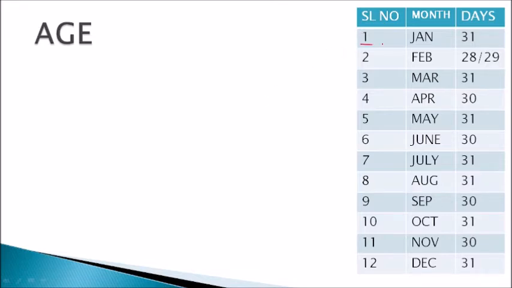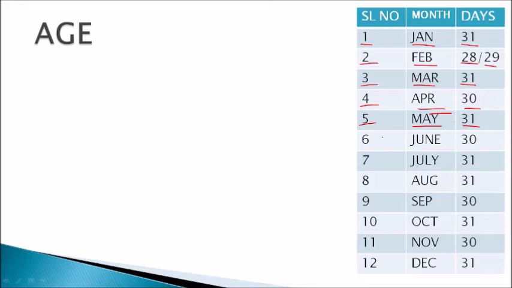The order of these months, or serial number of these months like January, and the number of days in those months as well. The first month is January and the number of days is 31. Second month is February and the number of days is 28 in a normal year, but in case of a leap year it's 29 days. The third month is March and the number of days is 31. Fourth month is April and the number of days is 30. Fifth month is May and the number of days is 31.